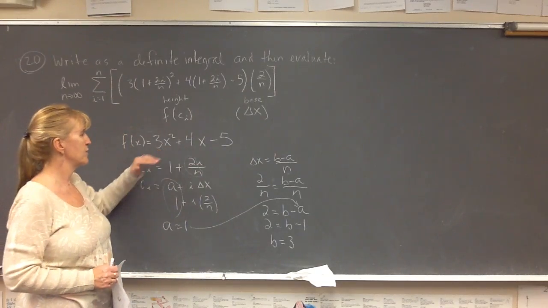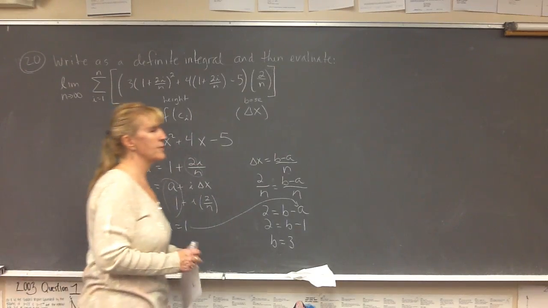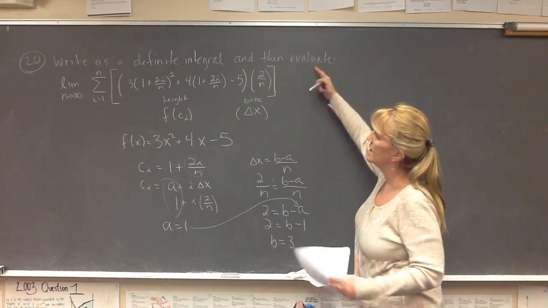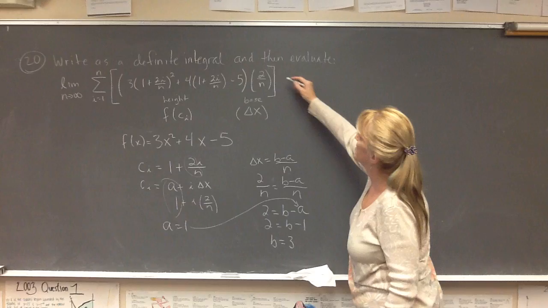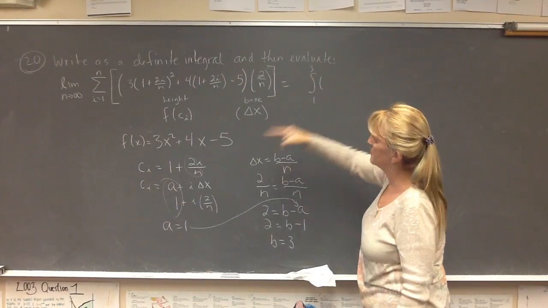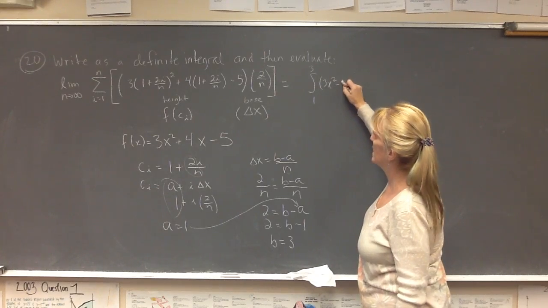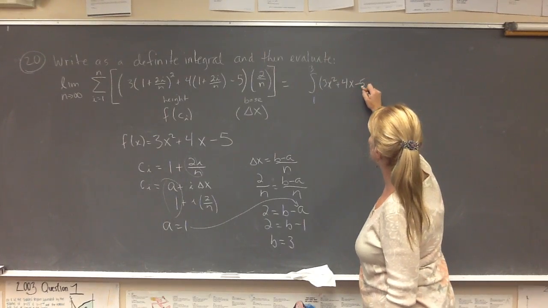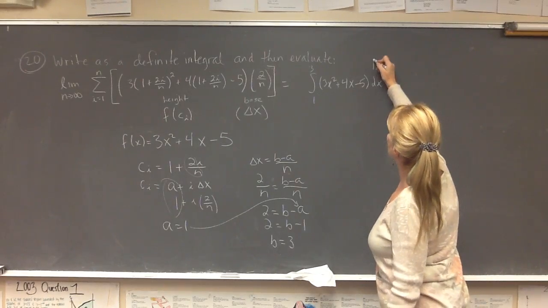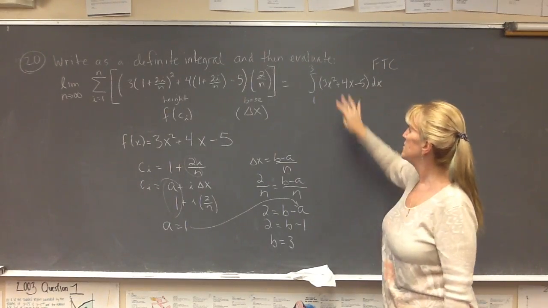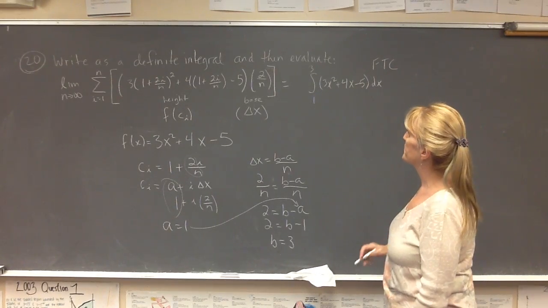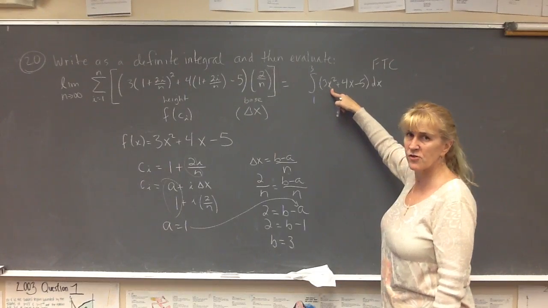This is my function with respect to x. So I'm going to go ahead and write that over here, and then we'll take a minute to do the rest of it and evaluate the integral itself. So this is equal to the integral from 1 to 3 of the function 3x squared plus 4x minus 5 with respect to x. And we will use the fundamental theorem of calculus to integrate, substitute, and evaluate the rest of this problem. So we're going to integrate 3x squared.